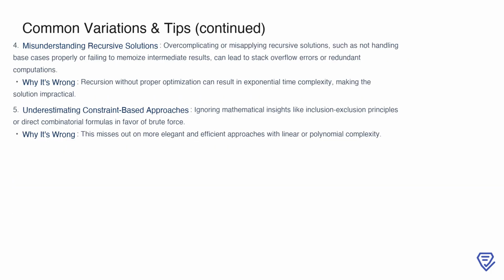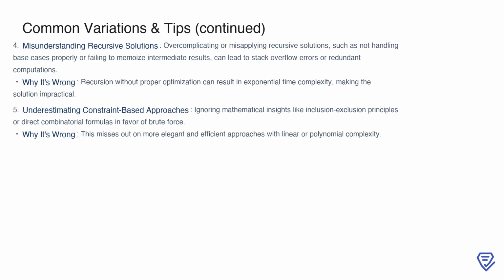Another common challenge is misunderstanding how to implement recursive solutions effectively. Recursion can be powerful for derangement problems, but it's easy to go wrong by neglecting base cases or failing to optimize with memoization. Without caching intermediate results, recursion can lead to redundant computations and stack overflows, particularly for larger inputs. This makes the solution both slow and resource-intensive.